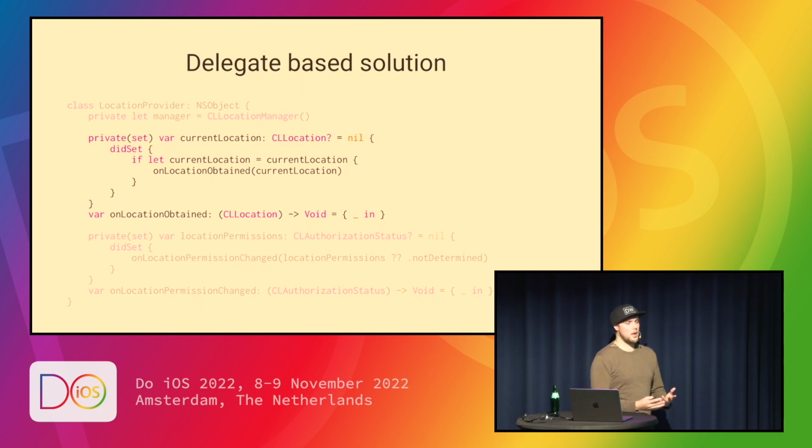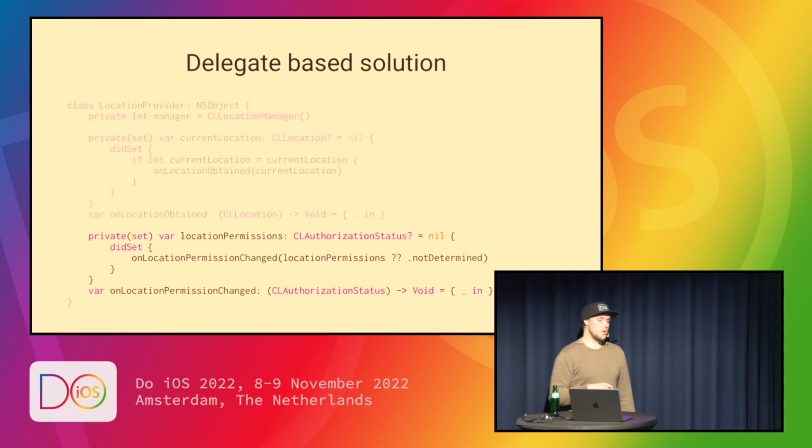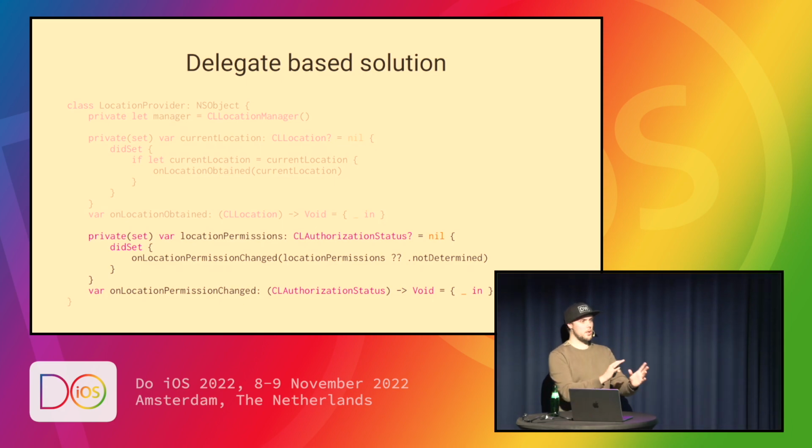Right, it follows that pattern that we saw before. Whenever we assign something new, we check, do we have a new location? If yes, we call onCurrentLocationObtained, which is a closure that somebody else can assign to us. And for location permissions, we do the same thing. Right? So that is the location provider object. It doesn't really do the actual location manager observation yet. This is just so other people can get a location and permissions.